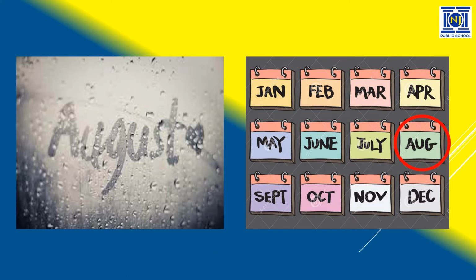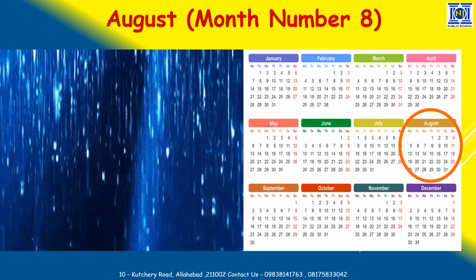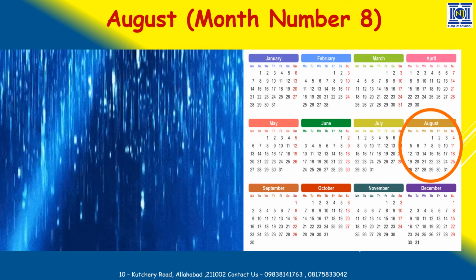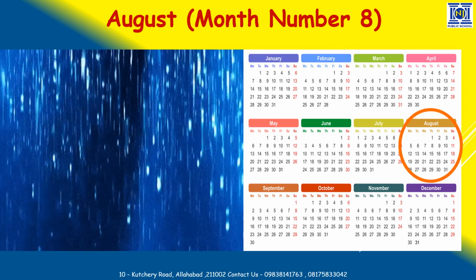Next month is the month of August. Children, the month number of August is number 8. Can you see the date over here? It's written 2/8/2020. So how will you read this date? You will read it as 2nd August 2020. In the month of August, it starts raining very heavily. Yes, it starts raining pretty heavily in the month of August.